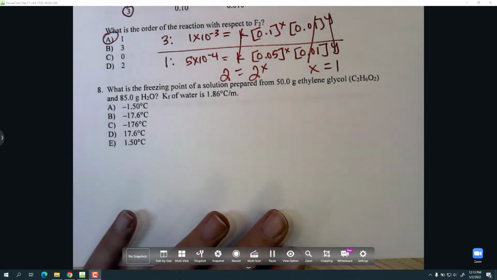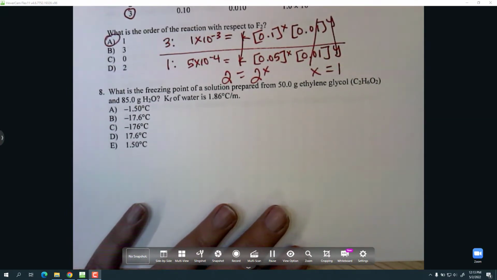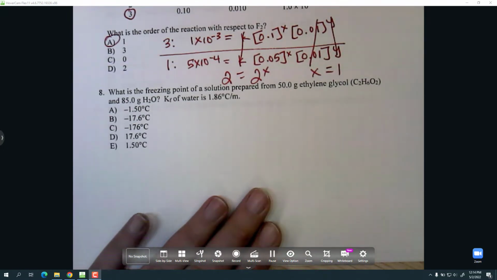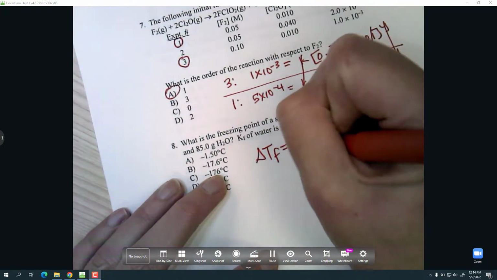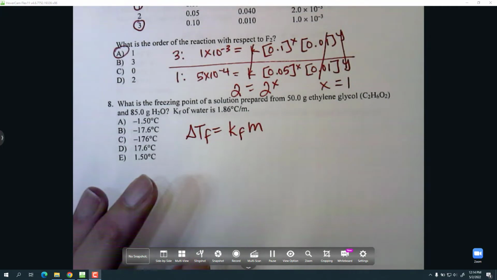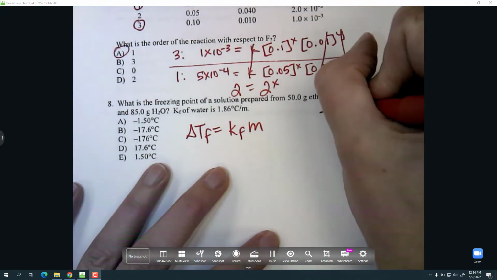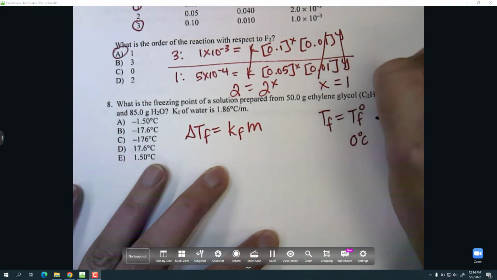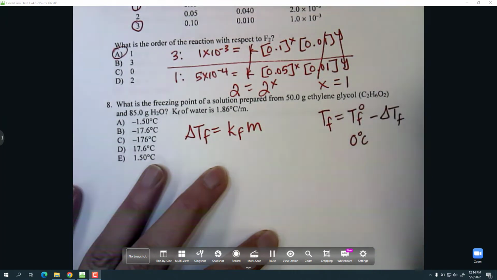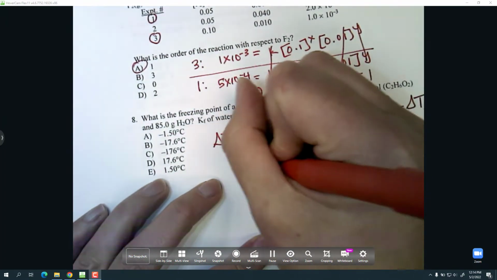All right, next up, what is the freezing point of a solution prepared from 50 grams of ethylene glycol and 85 grams of water? The Kf of water is 1.86 degrees Celsius per molal. Remember that the change in freezing point is Kf times m. The actual freezing point would be the freezing point of pure water, which is 0 degrees Celsius, minus the delta Tf. So whatever my change is, I just have to figure out my change. My Kf I know.